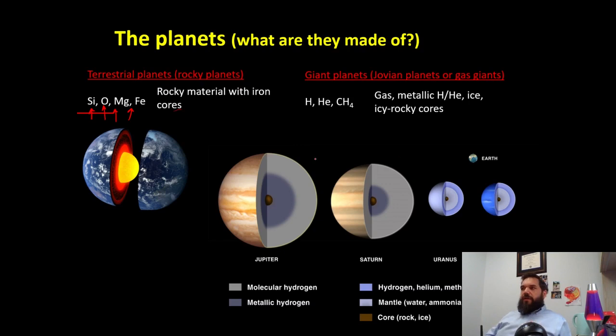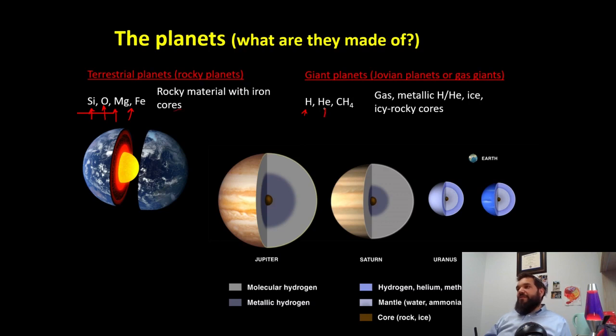Gas giants are different. They're mostly, of course, hydrogen. In fact, the sun is mostly hydrogen. It's 99.8% of the solar system by mass. The biggest planet in the solar system is mostly hydrogen. So hydrogen is just a really big deal. It's by far the most abundant element in the solar system, by far.